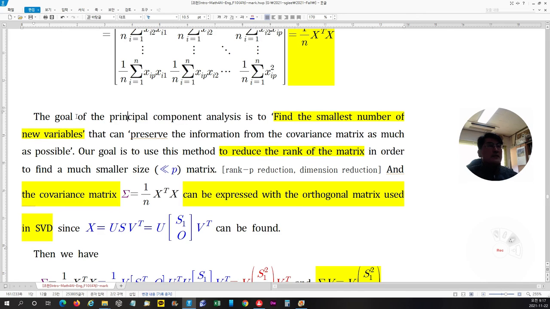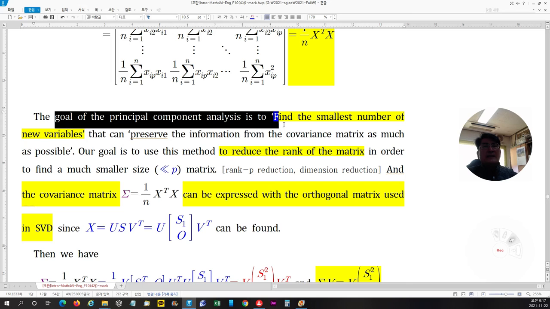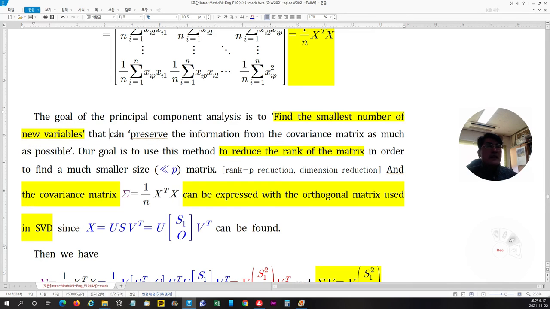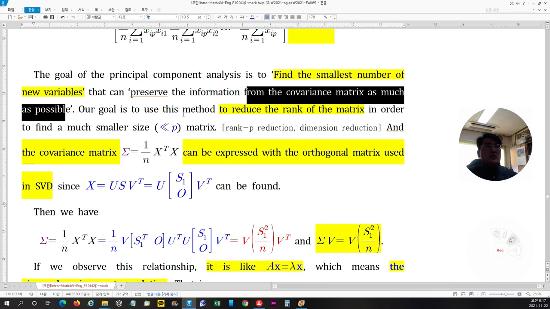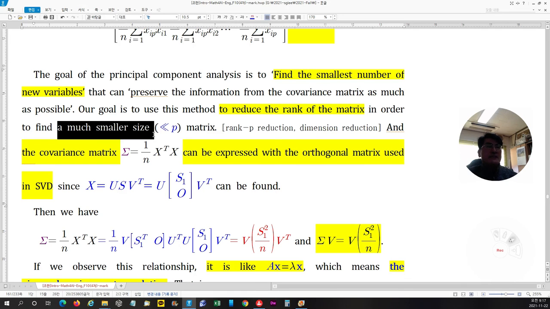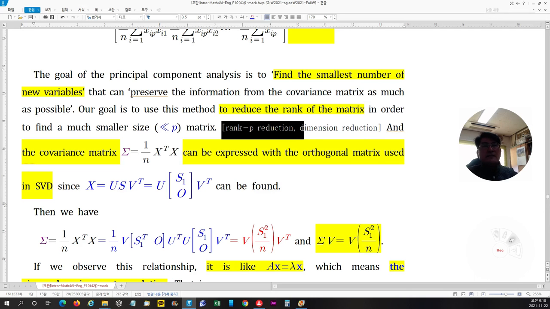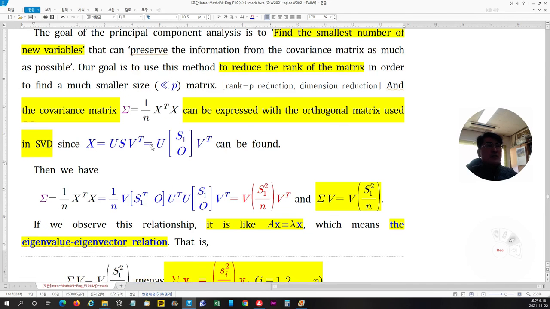The goal of the principal component analysis is to find the smallest number of new variables that can preserve the information from the covariance matrix as much as possible. Our goal is to use this method to reduce the length of the matrix in order to find a much simpler size, much simpler than P, which is the length of the matrix X. This is called the dimension reduction. And the covariance matrix sigma, which is 1 over n times X transpose X, can be expressed with the orthogonal matrix used in singular value decomposition.